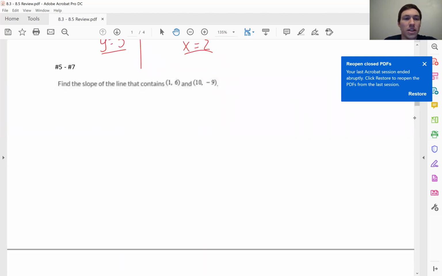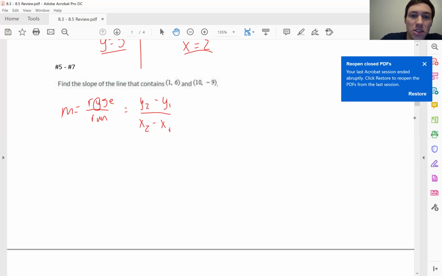All right. On 5 through 7, it's going to ask to find the slope. So remember, slope, we call that m, and it's rise over run. It's the y's over the x's. So it's the same thing as y sub 2 minus y sub 1 all over x sub 2 minus x sub 1.